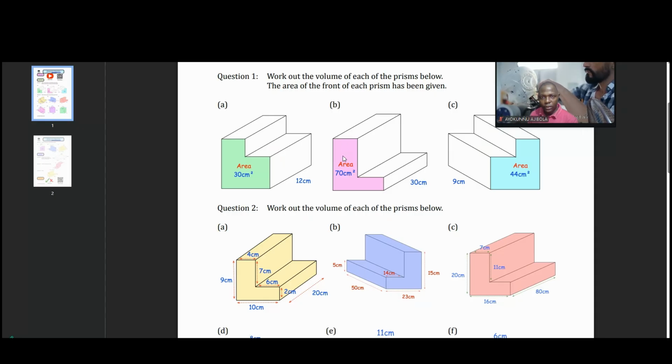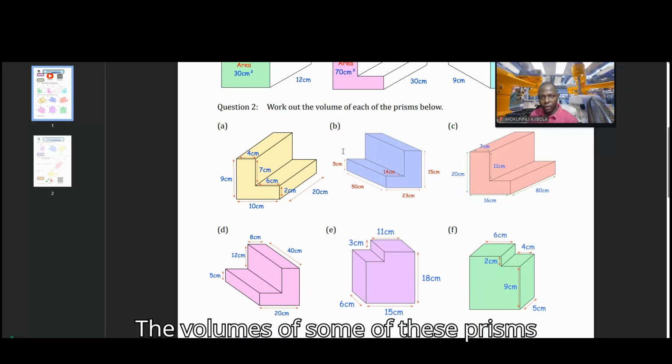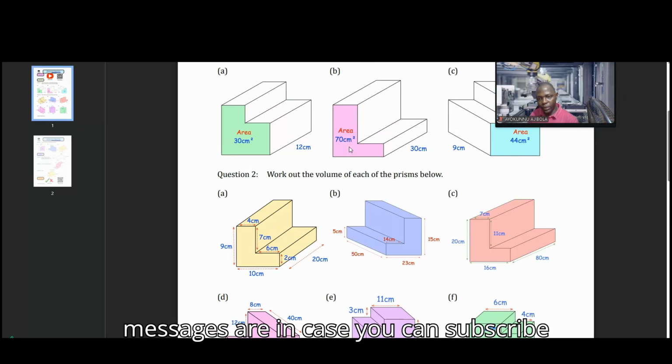We want to look at the volumes of some of these prisms.